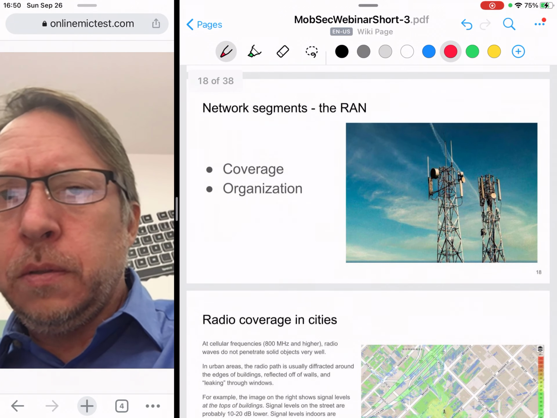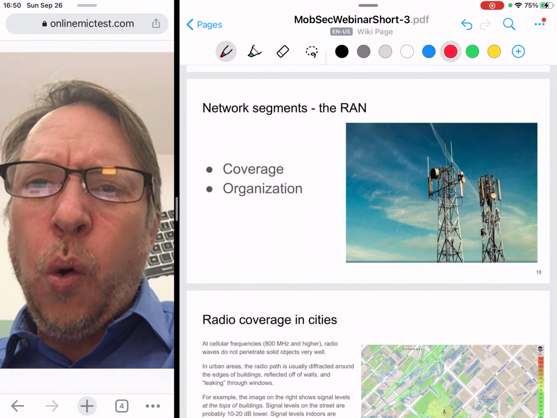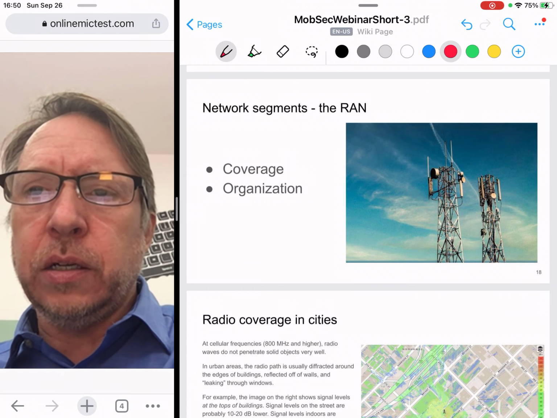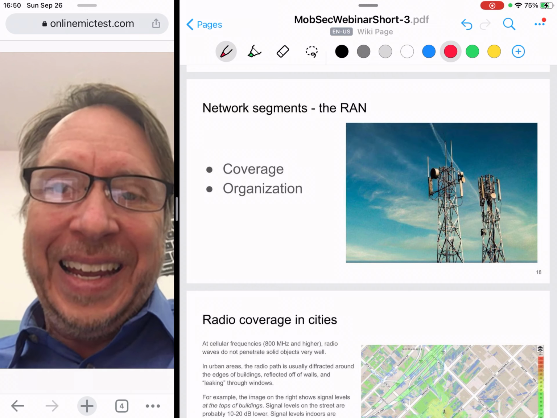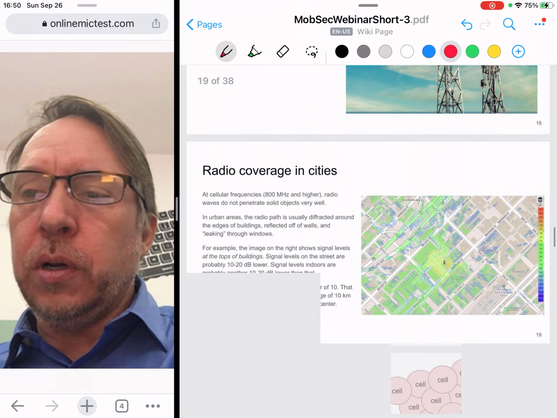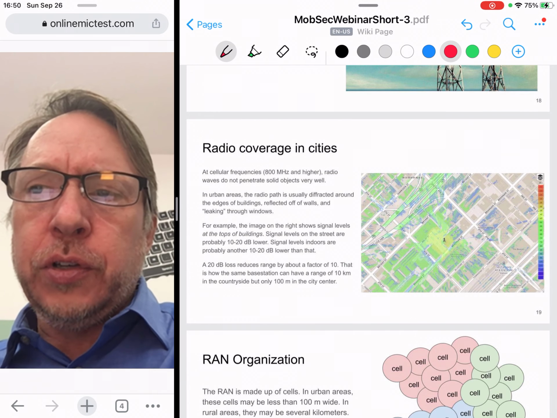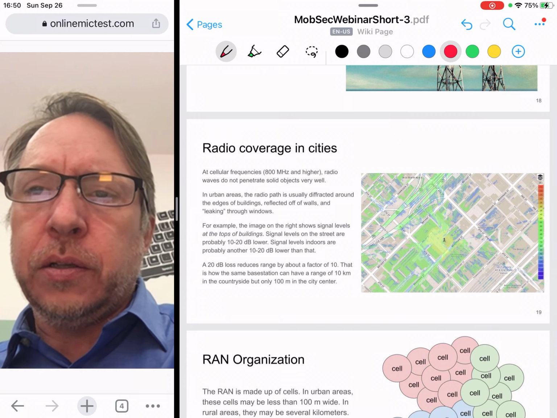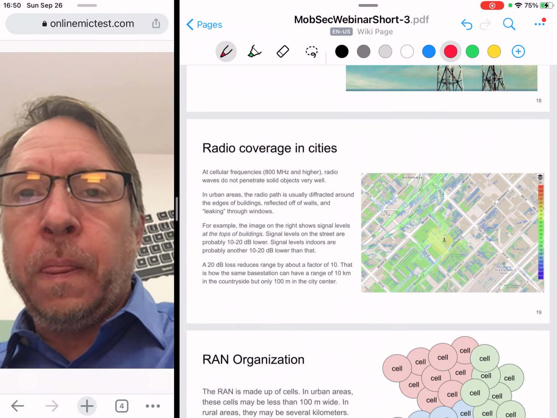Next up, network segments. The radio access network. There's not a whole lot to say here about the radio access network, even though it's key in the second part of the presentation. But we're going to talk a little bit about coverage. Radio coverage in cities is actually very complicated. At cellular frequencies, radio waves don't penetrate solid objects.